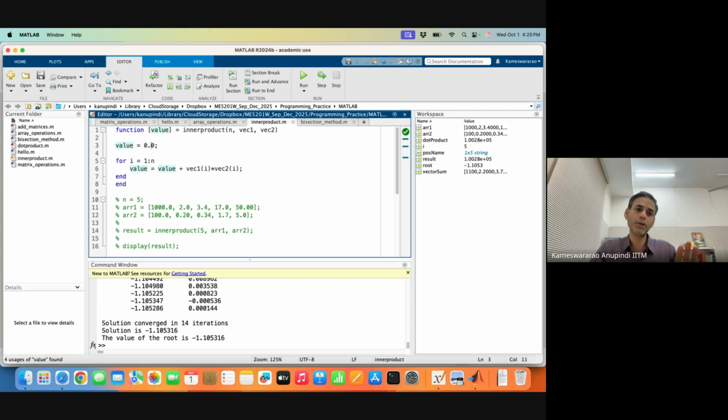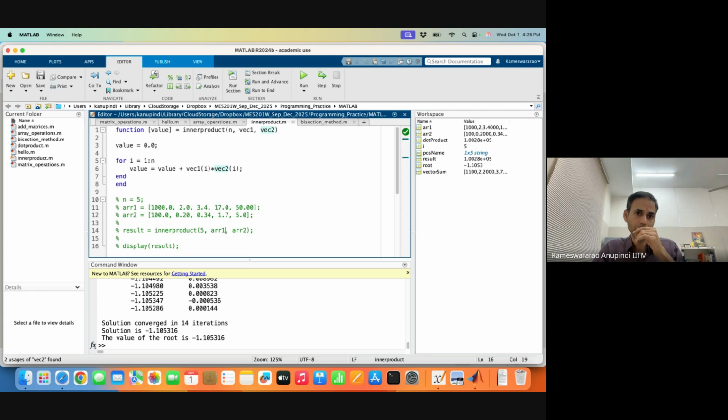So I initialize value equal to 0. Then I run a for loop for i equals 1 to n. And then value equals value plus vector 1 times i times vector 2 times i. So that means I'm going to sum all these things.